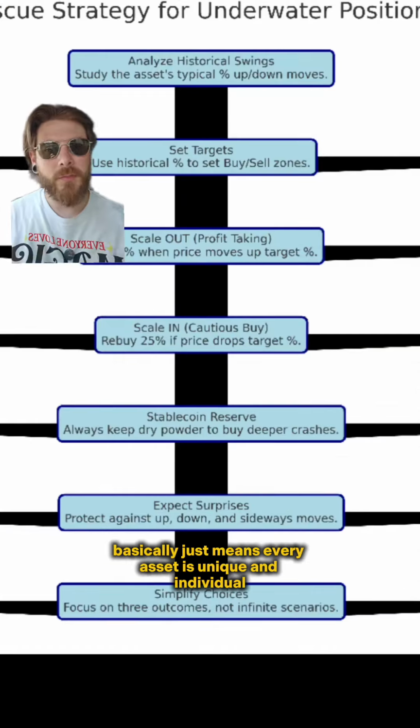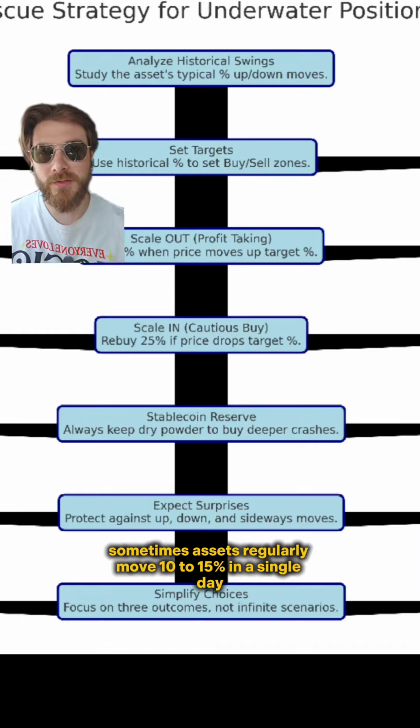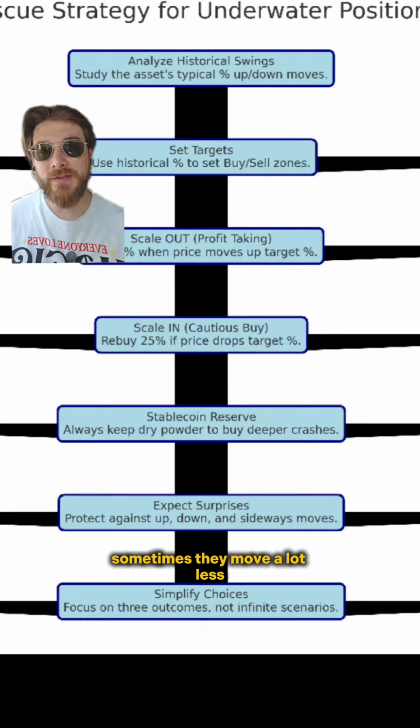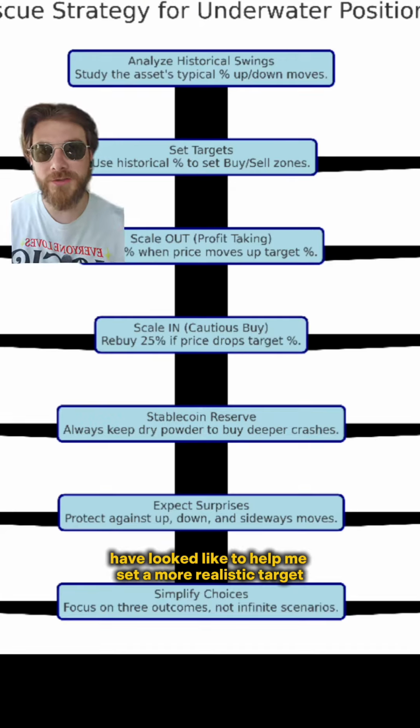This first one basically just means every asset is unique and individual. Sometimes assets regularly move 10 to 15% in a single day when the markets are moving and grooving. Sometimes they move a lot less. I always check what the last couple months of fluctuations have looked like to help me set a more realistic target.